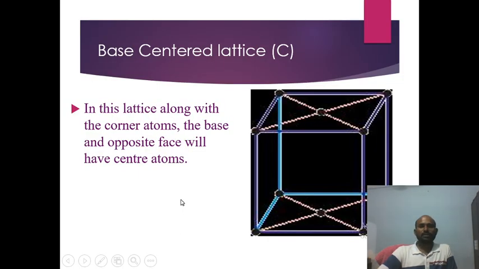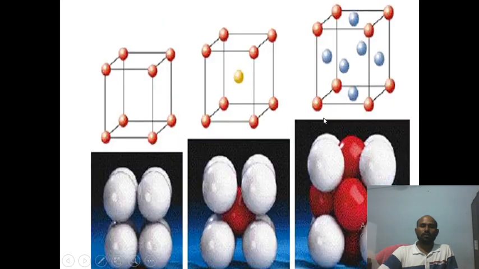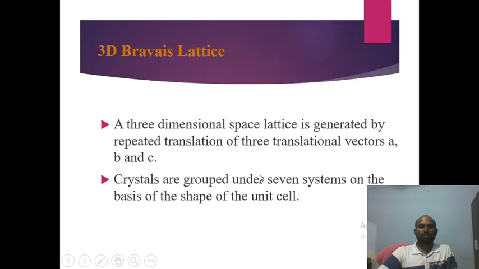Next, base centered lattices. Atoms are placed at a corner and at the bases. It means this is the base, and another cube is present, and that base is here. Next, this is the diagram of simple cubic, body centered and face centered cubic structure. Next, Bravais lattices.